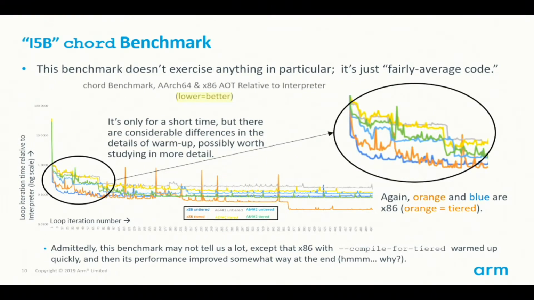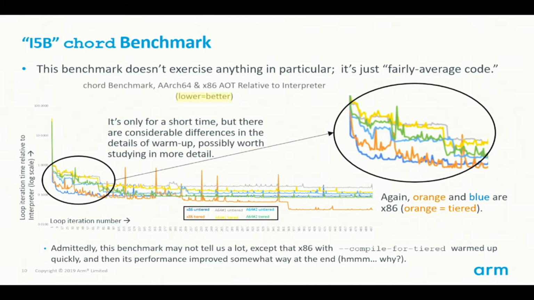The second benchmark is one that I supplied the code for, and it doesn't really exercise anything much in particular. It's really just ho-hum, boring, average, run-of-the-mill Java code. It's a lot like array searches and things like that. The thing that I found most interesting here is the detail on this opening, early area. That's the essence of warm-up right there.